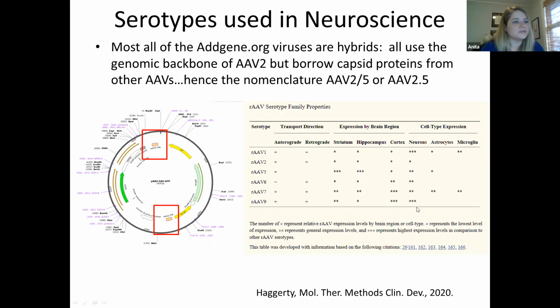So yeah, you have differences in certain brain areas. And then here again, neurons versus astrocytes versus microglia. Most of the AAVs prefer neurons. It looks like some serotypes have tropism in astrocytes and then very few for microglia. So this may be something you want to keep in mind. You can basically use the capsid as well as a promoter to bias your infections toward a particular cell type.